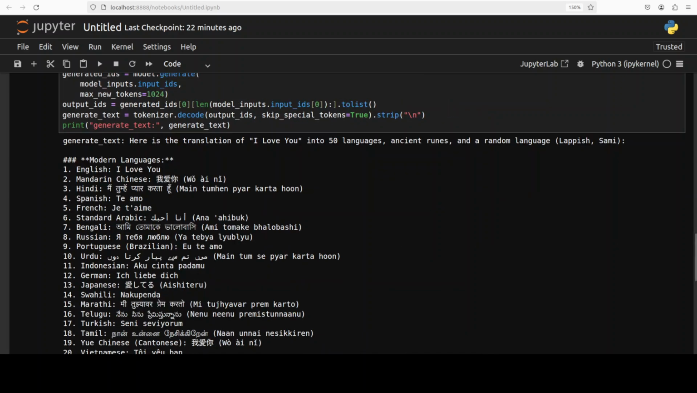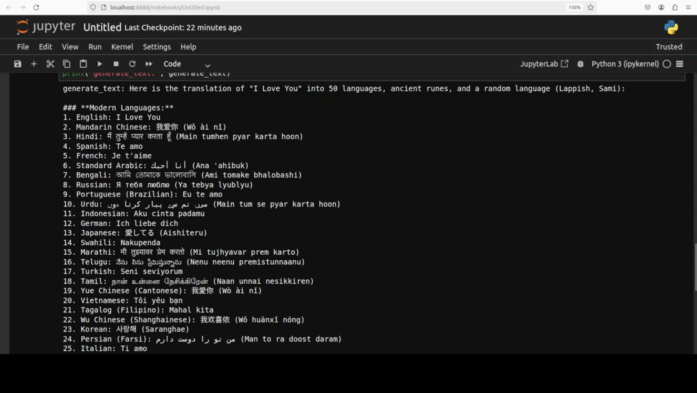So English, of course, looks good. Mandarin Chinese, good. Hindi, it's also good. I can't read this, but I think this looks good. Spanish, French, Standard Arabic. Yep, that's good. So it has gone with Standard Arabic. So this touch of intelligence is quite good with this model.